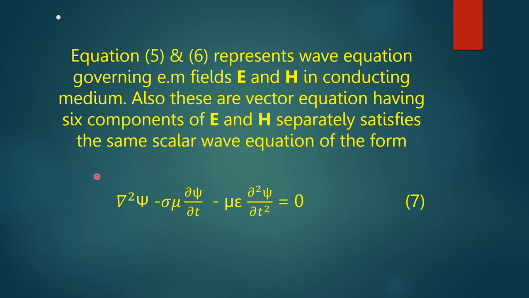Also, these are vector equations having 6 components of E and H, which separately satisfy the same scalar wave equation of the form del square psi minus sigma mu del psi by del t minus mu epsilon del square psi by del t square is equal to 0, and this is equation number 7. Here psi stands for the component of E and H, where E has 3 components Ex, Ey, Ez, and H has 3 components Hx, Hy, and Hz. That is, this equation stands for 6 equations for psi.